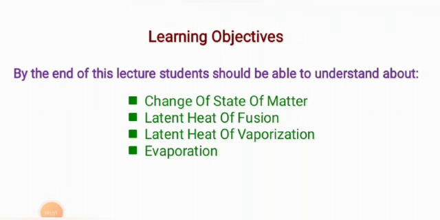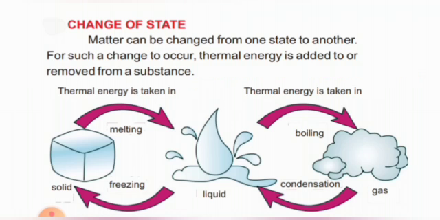By the end of this lecture, students should be able to understand how matter is changed from one state to another state. Students should also be able to understand what is meant by latent heat of fusion and latent heat of vaporization. And students should also be able to understand what evaporation is and how evaporation is different from boiling. So the very first term that we are going to discuss in today's lecture is change of state of matter.